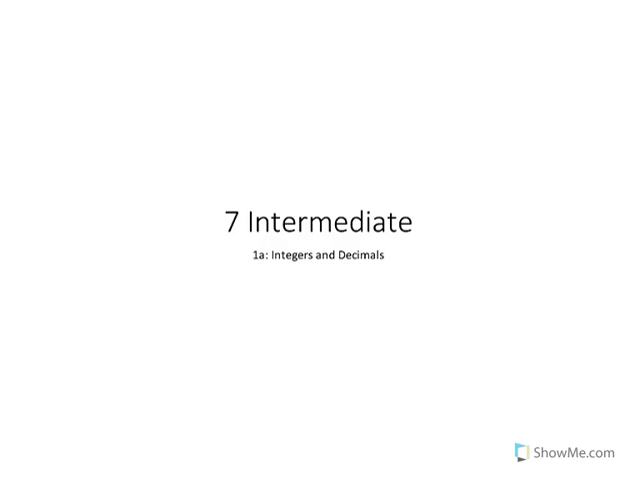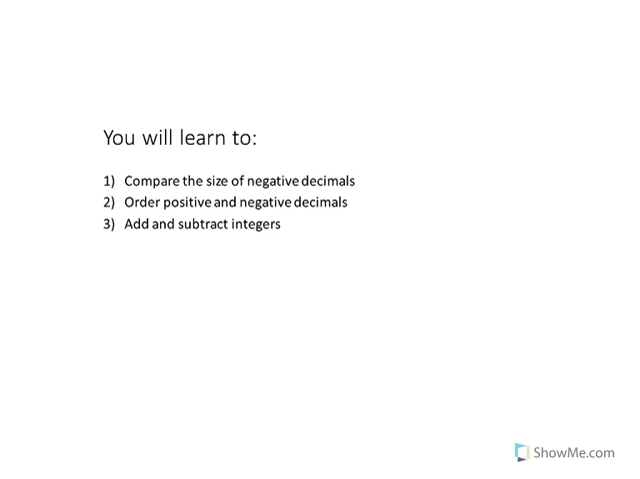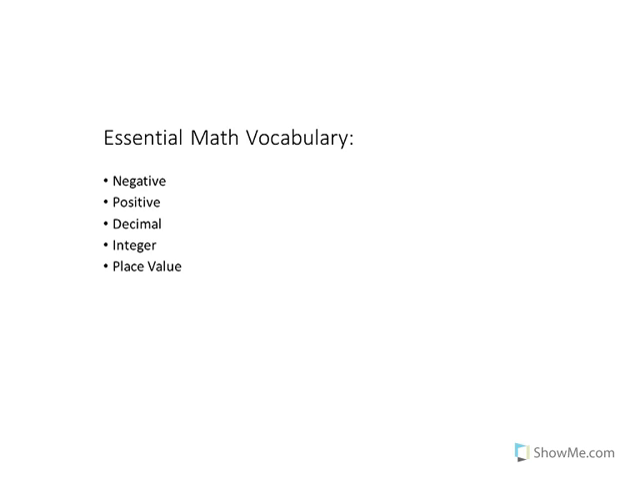Grade 7. Hello. This is chapter 1A, integers and decimals. So today we're going to work on number 1, comparing the size of negative decimals, number 2, ordering positive and negative decimals, and then number 3, adding and subtracting integers. The key words you need to know for this chapter are negative, for negative numbers or negative integers, meaning any numbers that are below 0.